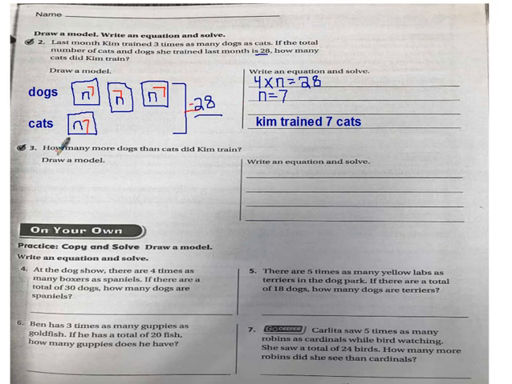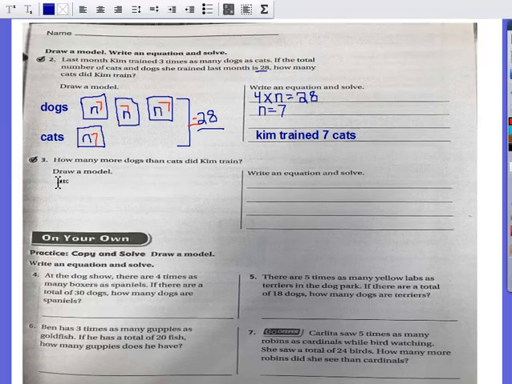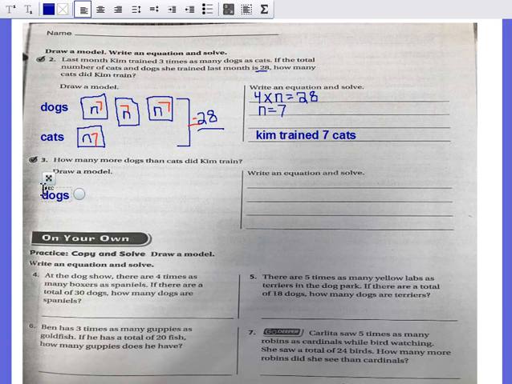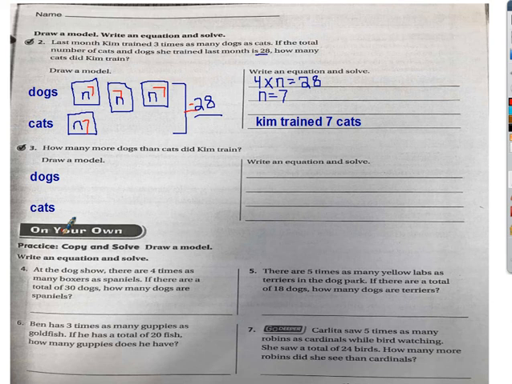Alright, let's look at number 3. How many more dogs than cats did Kim train? Draw a model. Okay, so I'm going to start over here by writing dogs, cats. Let me bring that up a little bit. There we go. Okay, so dogs and cats. So let's see. I need to draw my boxes here.